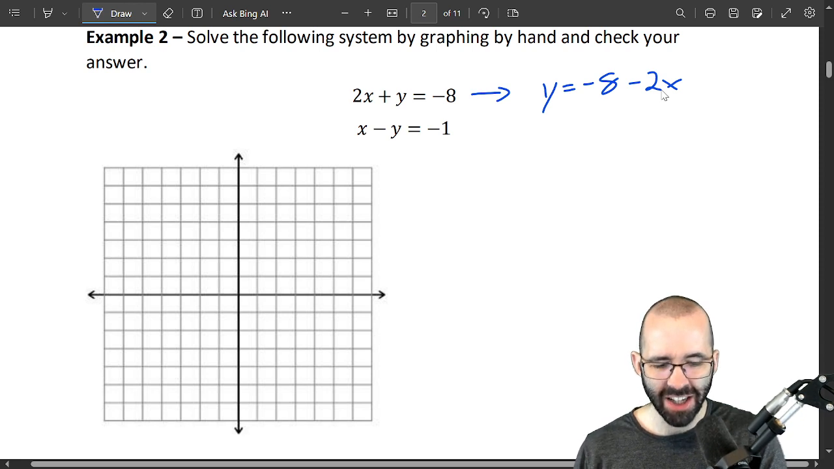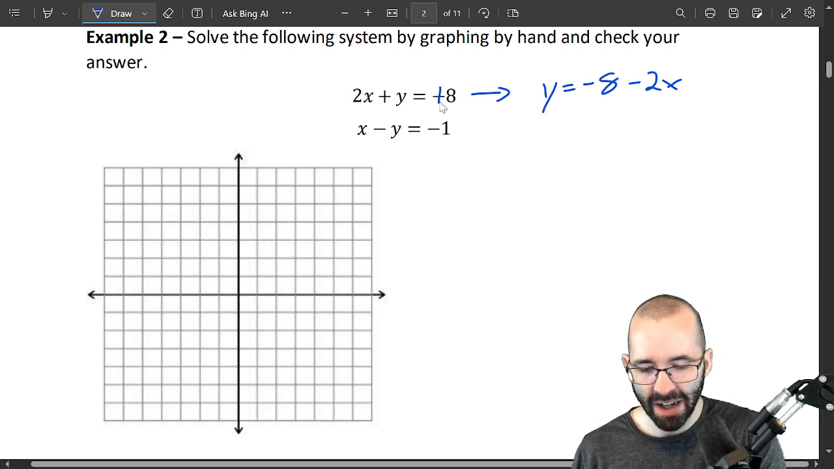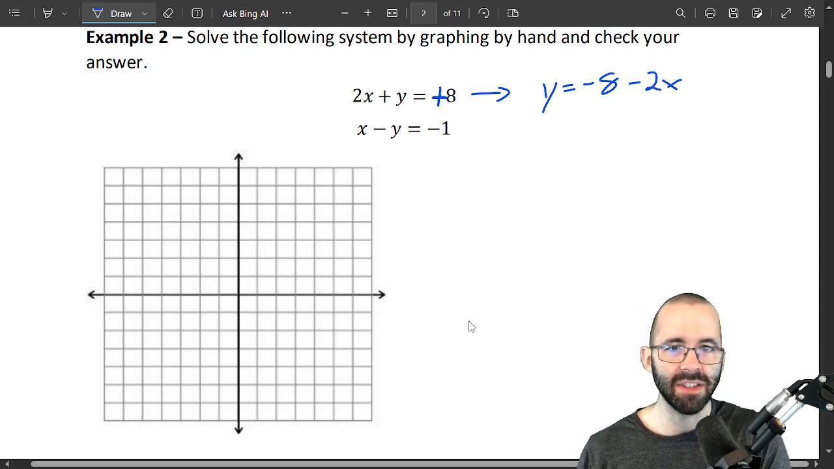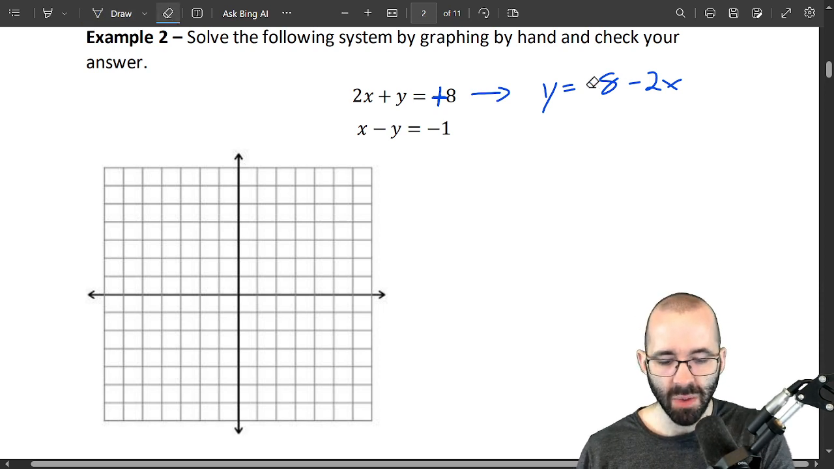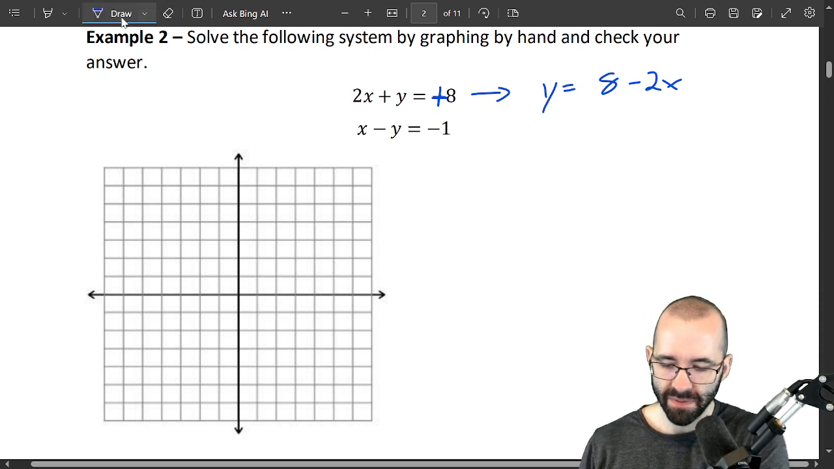Gosh, I'm going to change this problem. Let's change this to a positive 8. I'm just adjusting the problem, not doing any math, just editing the notes. And then we get this equation, y equals 8 minus 2x.